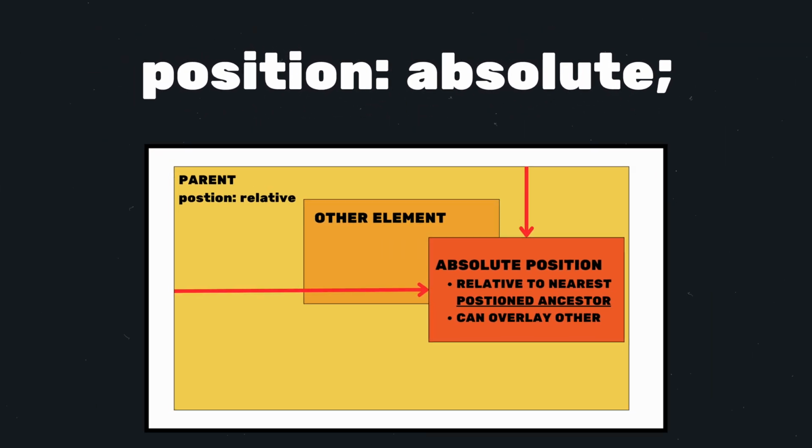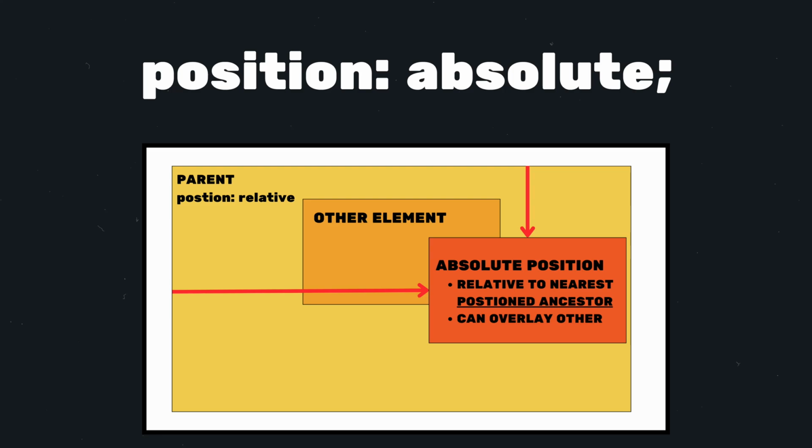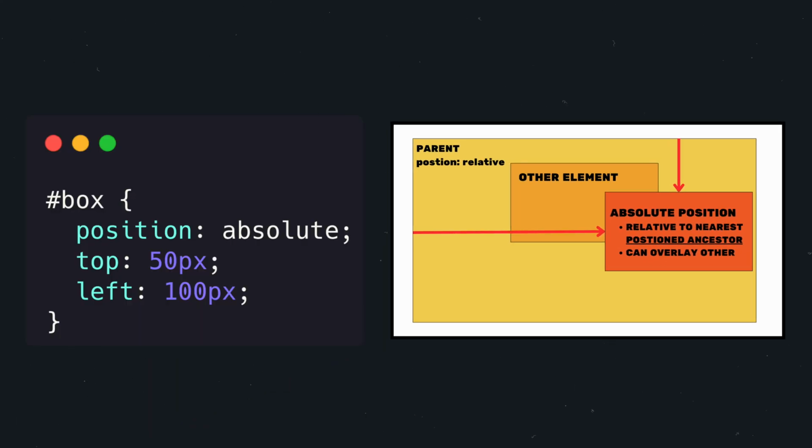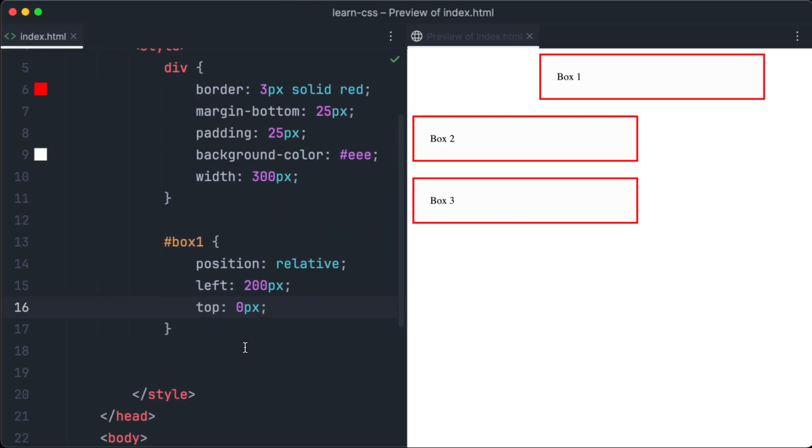Next, we're going to learn about absolute positions. They behave differently than relatively positioned elements, because first, they are removed from the normal document flow, so other elements take up the original position of an absolutely positioned element. And second, they aren't positioned relative to their original position, but instead relative to the nearest positioned ancestor. Let's have a look at some code.